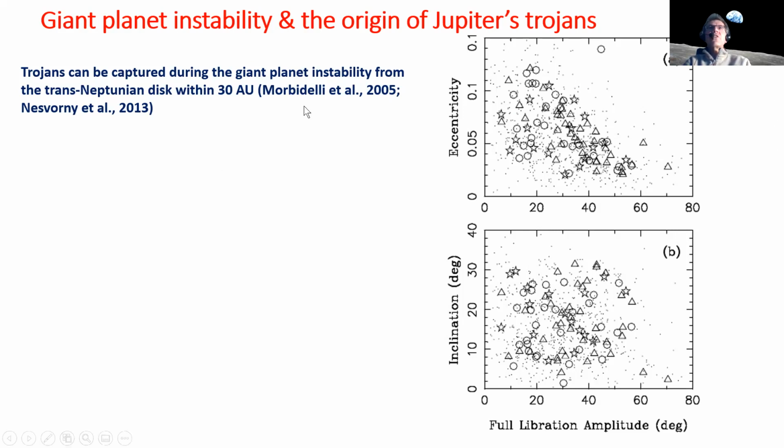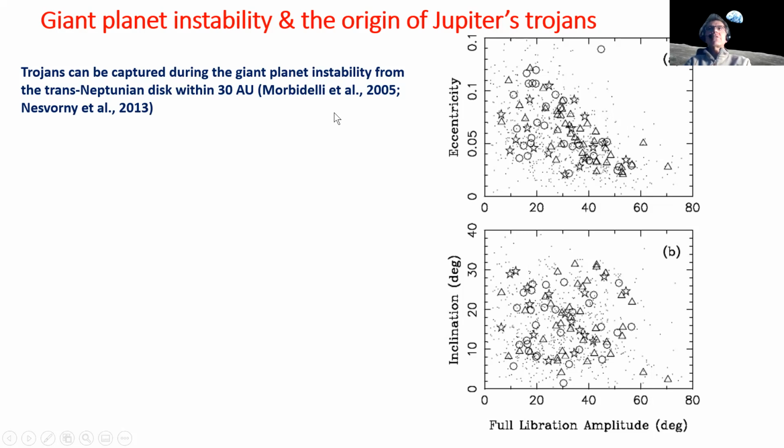Again, Nesvorny et al. did simulations. And here we compare the real distribution of the Trojans of Jupiter, the small dots, in this diagram showing the libration amplitude around the L4, L5 equilibrium point, their orbital inclination or orbital eccentricity. And the open symbols are the distributions of the particles captured as Trojans of Jupiter in 3 different simulations. And as you can see, again, the reproduction of the orbital distribution is just stunning.